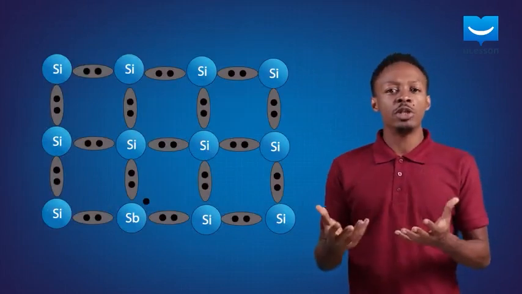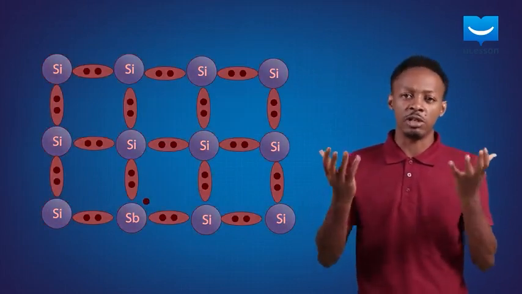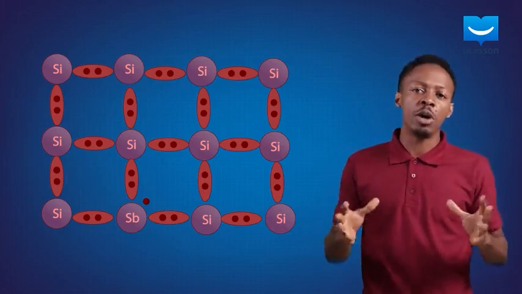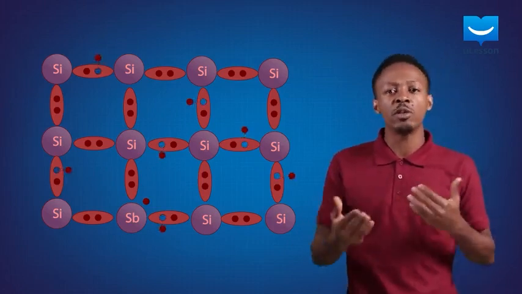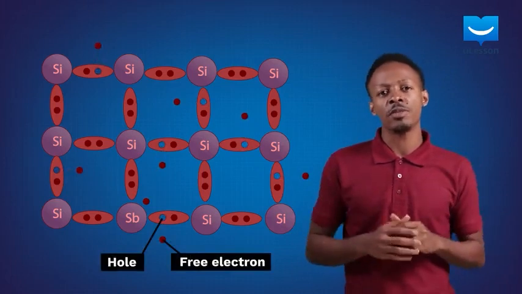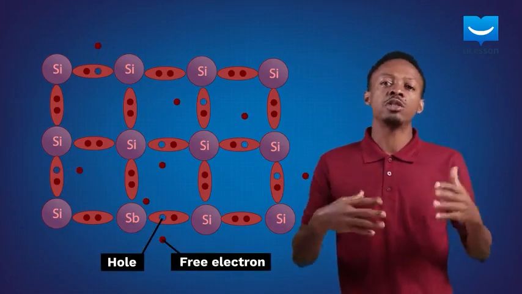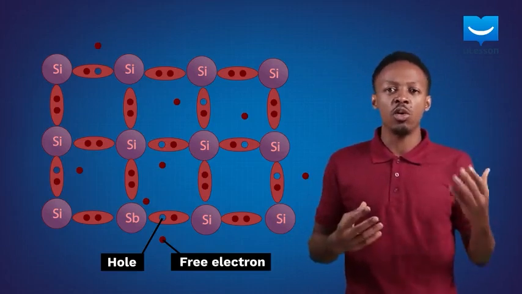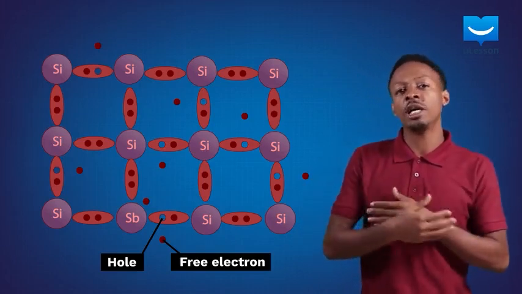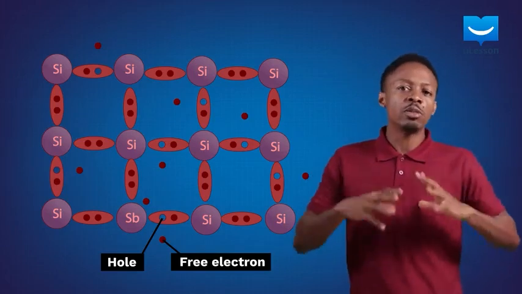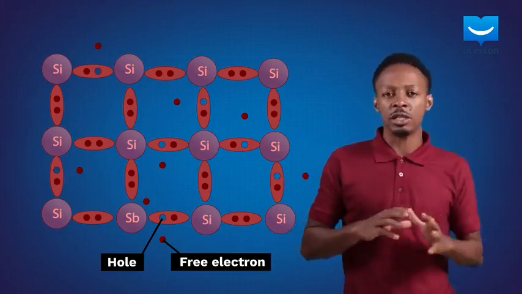So when the temperature of the semiconductor is increased, more free electrons are created in the compound by electrons breaking free from the covalent bonds and also creating holes in this process. When this semiconductor is connected to a source of electricity, these electrons and holes will flow in opposite directions to conduct this current. So let us summarize what we have learned in this lesson.